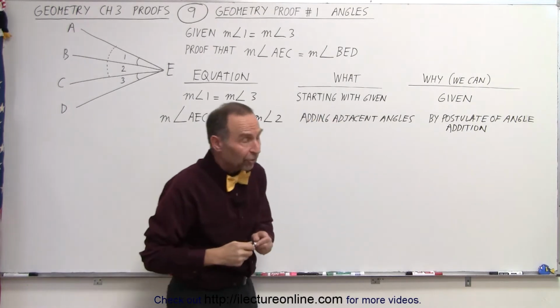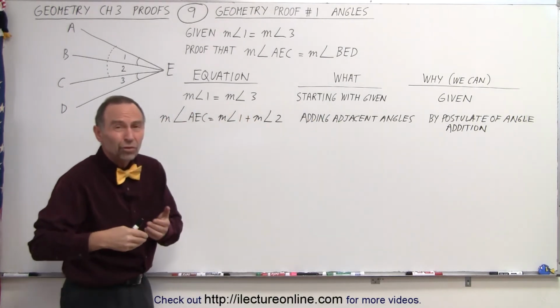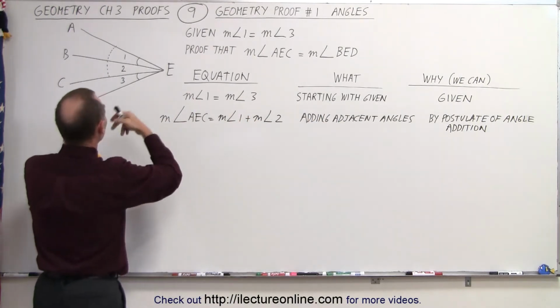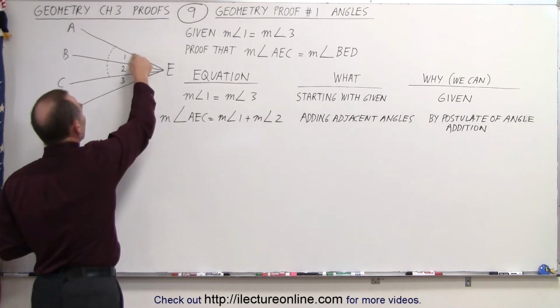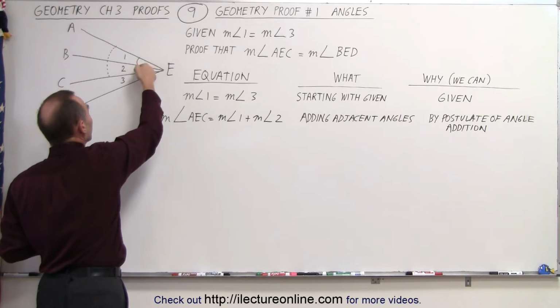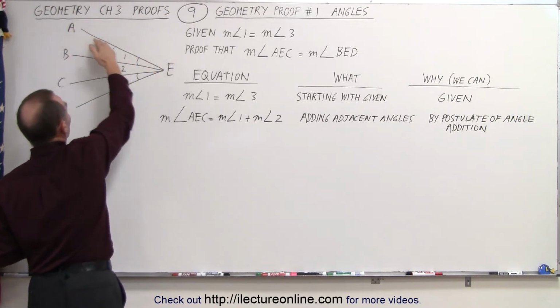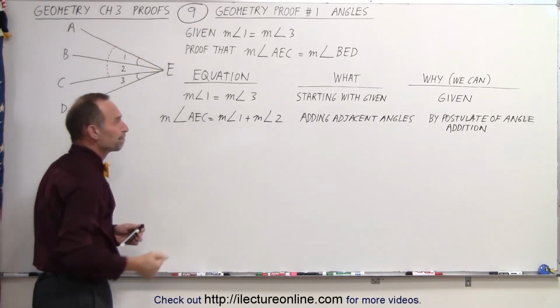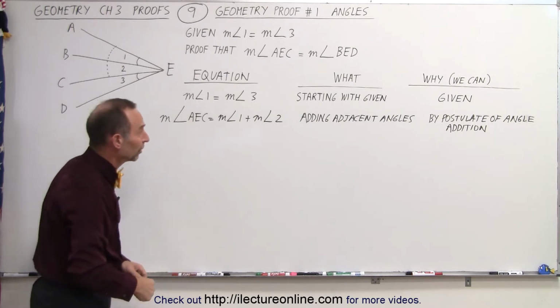And remember what a postulate is. It's something we don't need to prove. It is self-evident by looking at it that the measure of angle 1 added to the measure of angle 2 must equal the measure of angle AEC. Therefore, we call it a postulate.